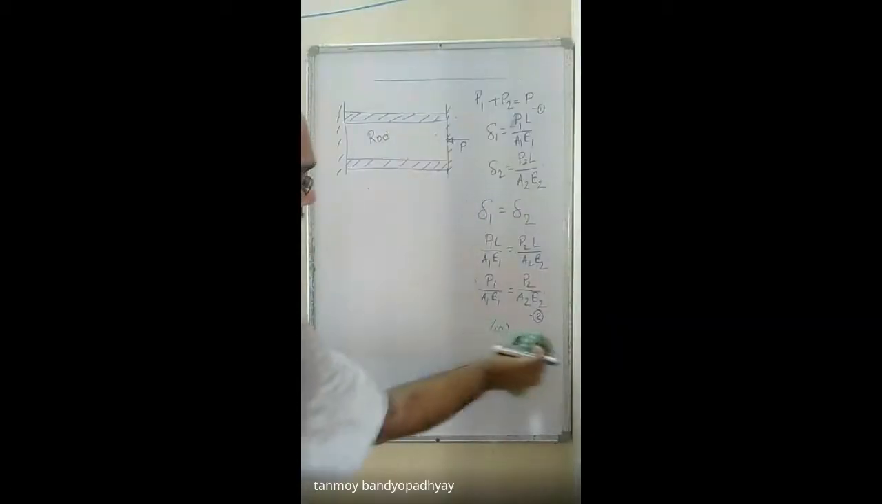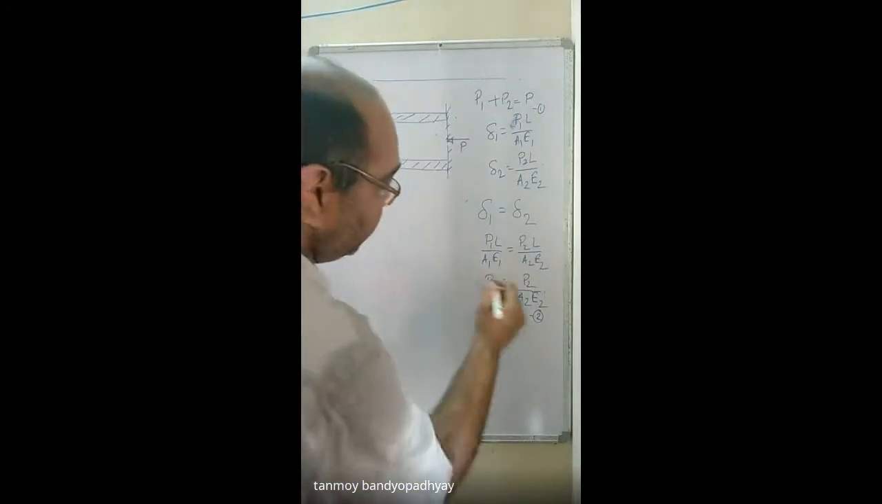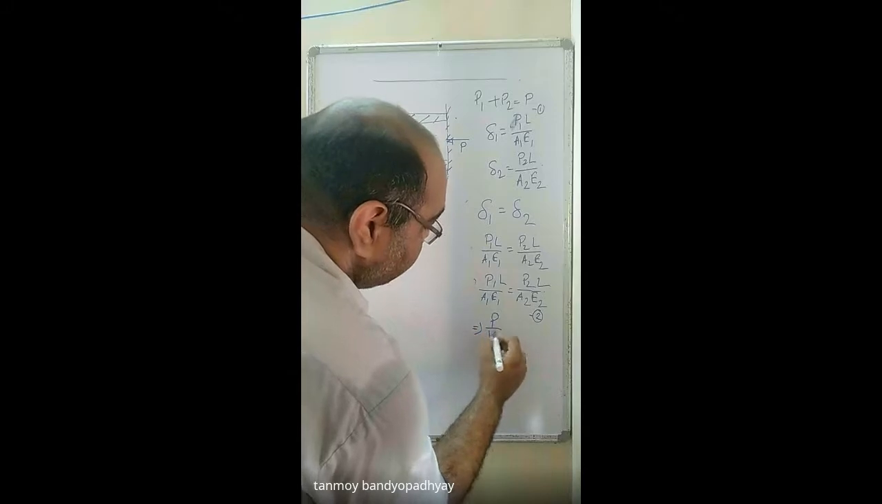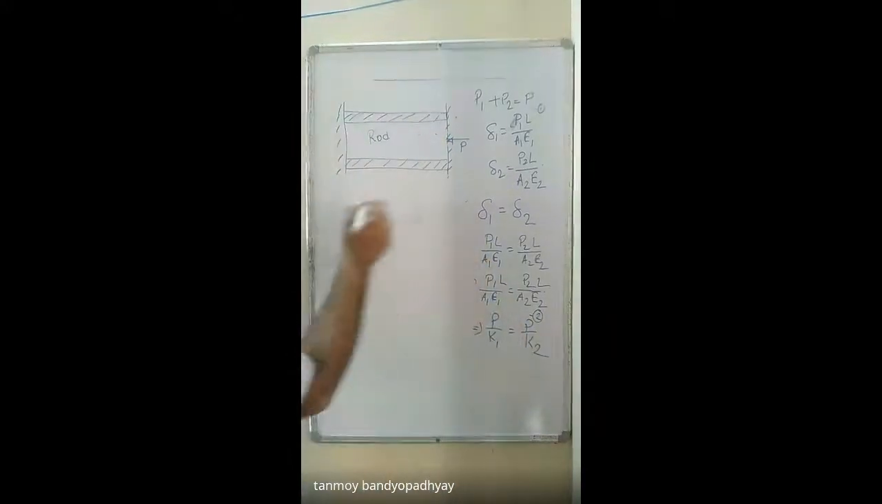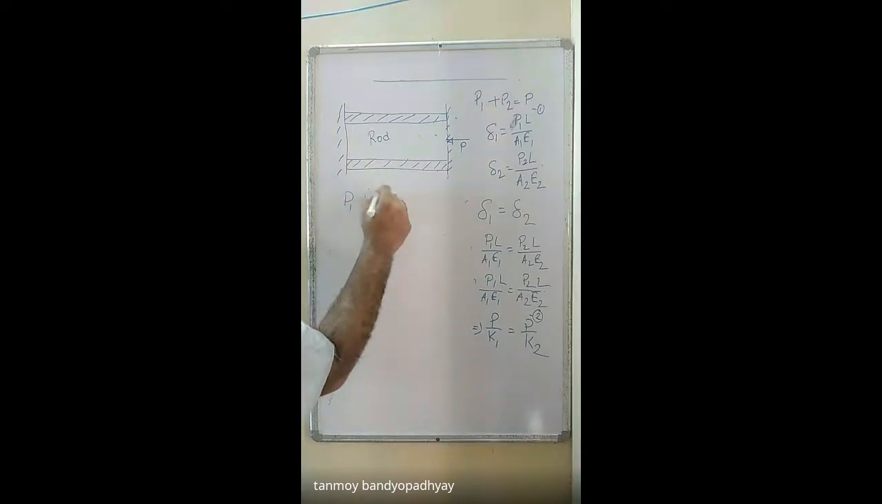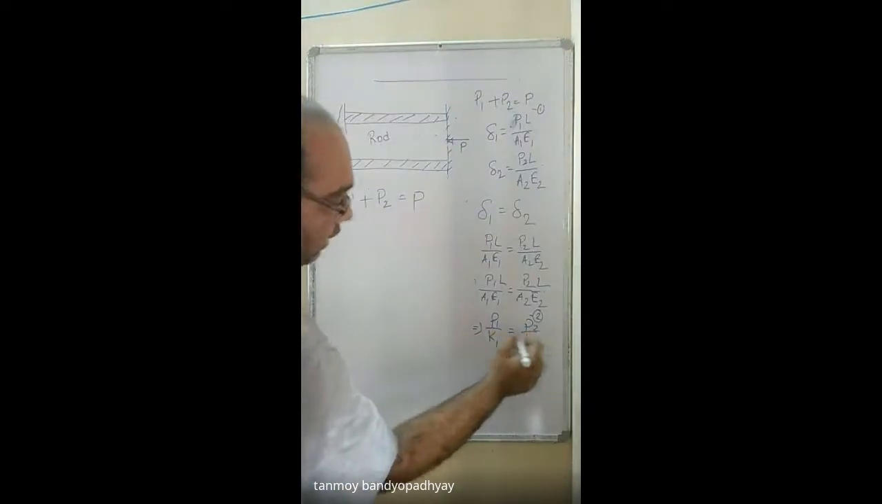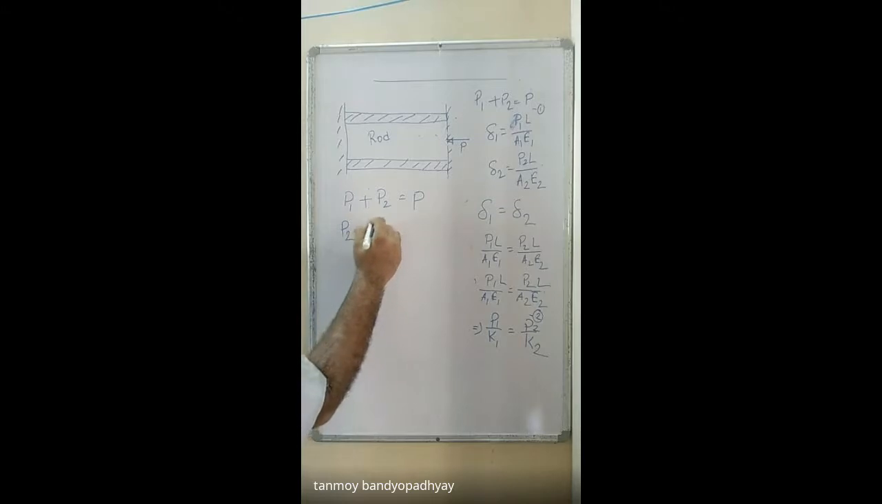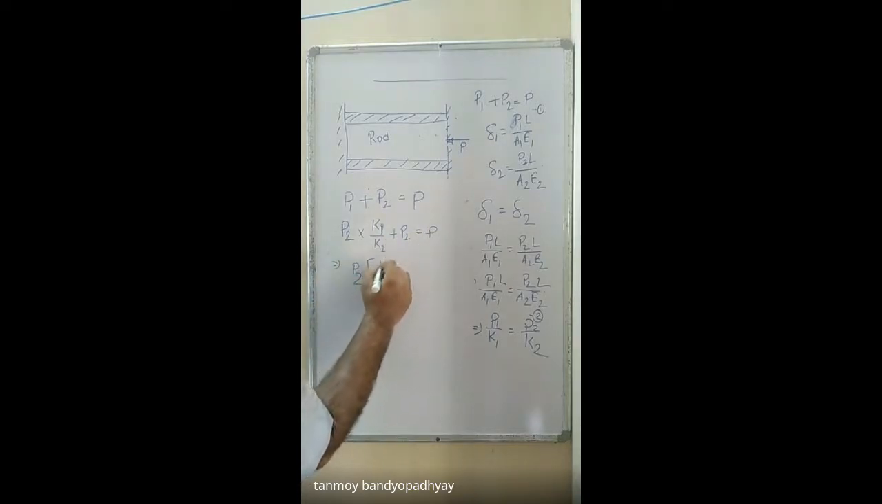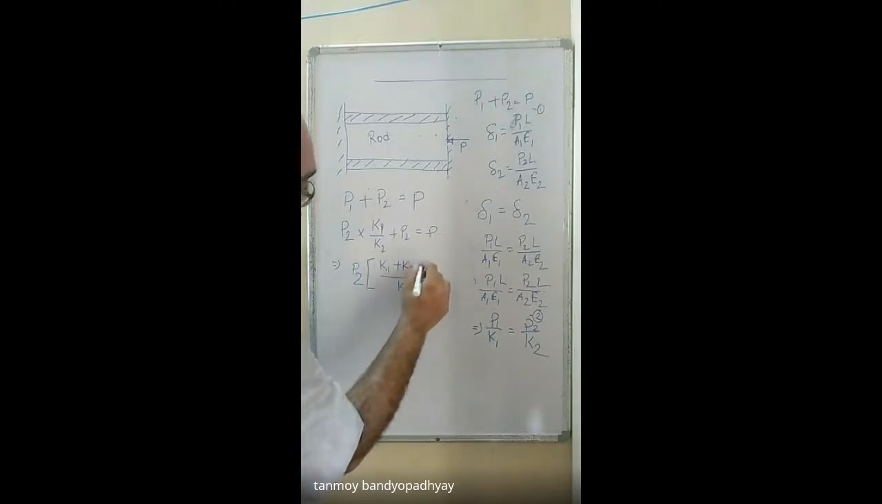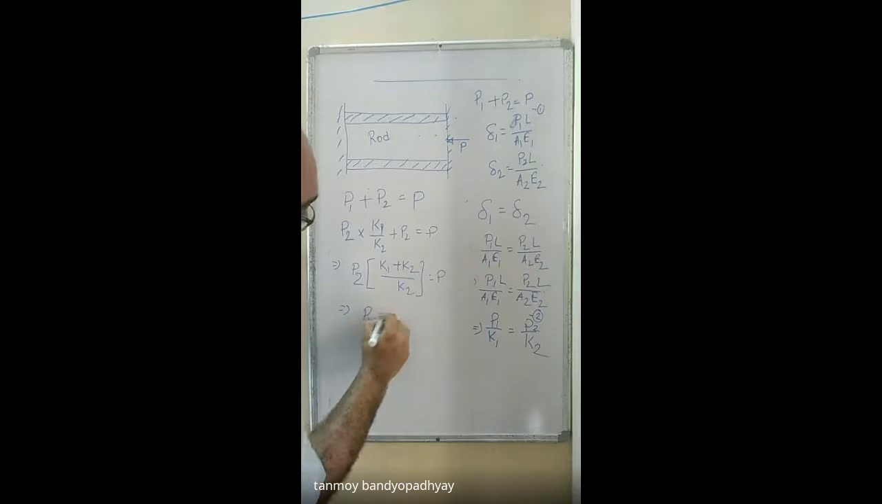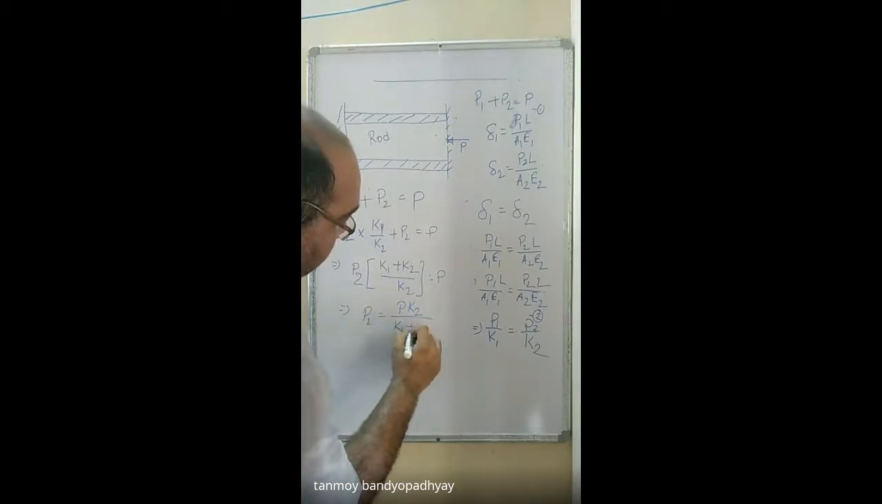Yes, sir. Okay. So now I am solving this by the spring analogy. So this one, let it remain like this. So we are getting P by K1 is equal to P by K2. I am going back to that. So P1 plus P2 is equal to P. So P1 will be equal to P2 into K1 by K2. So P2 into K1 by K2 plus P2 is equal to P. I am taking P2 as common, so I am getting K1 plus K2 divided by K2 is equal to P. So P2 will be equal to P into K2 divided by K1 plus K2.